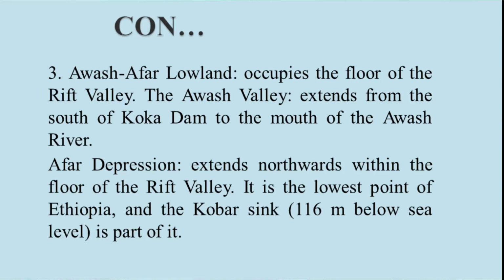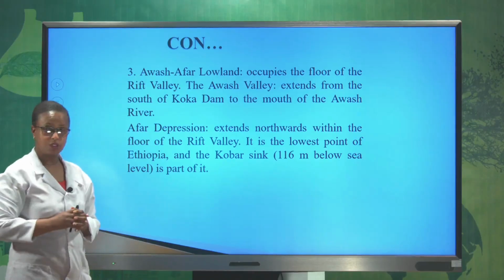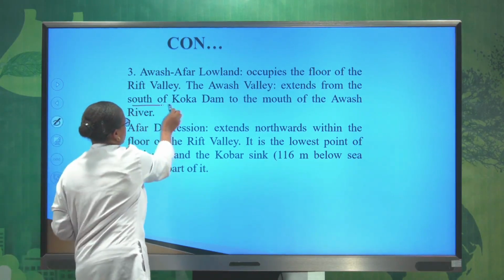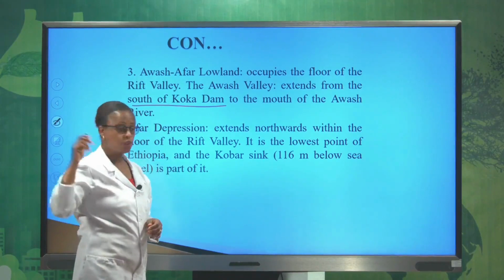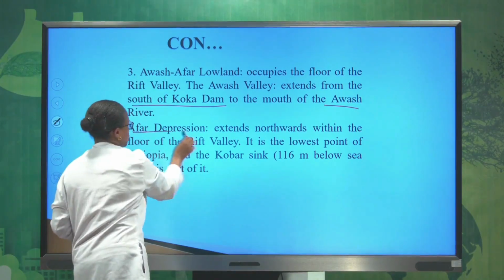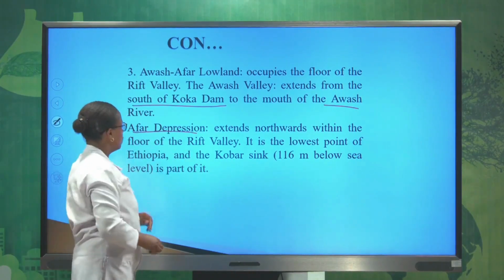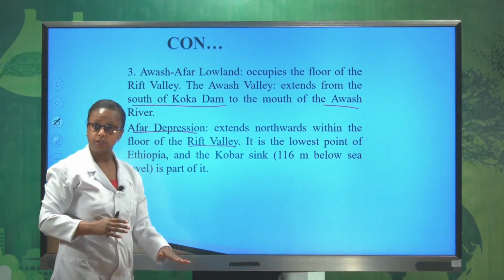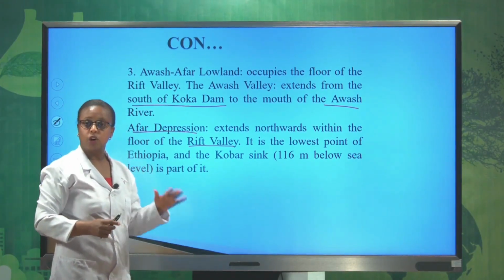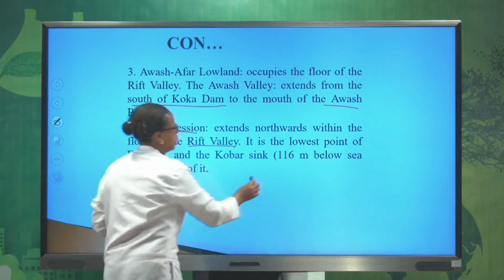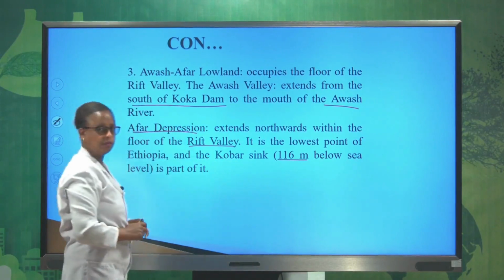The third lowland is the Awash Afar lowland, which occupies the floor of the Rift Valley. The Awash Valley extends from the south of Qoqa Dam to the mouth of the Awash River. The Afar Depression extends northwards within the floor of the Rift Valley. It is the lowest point of Ethiopia, what we call Kobar Singh.